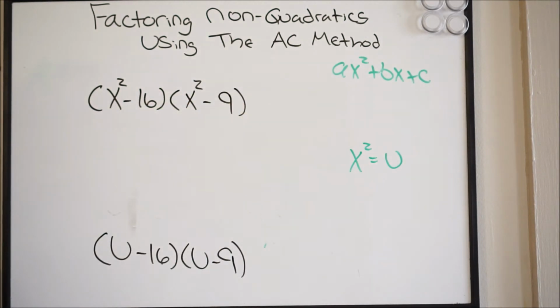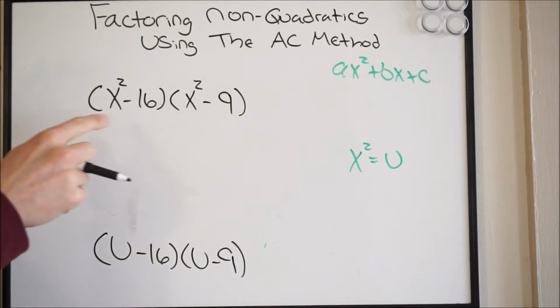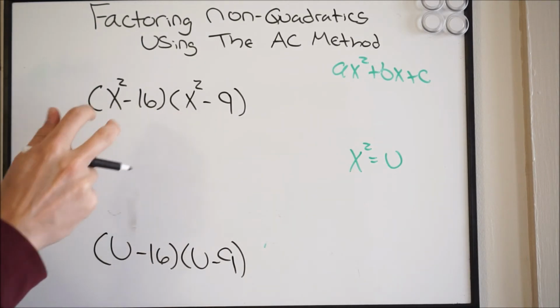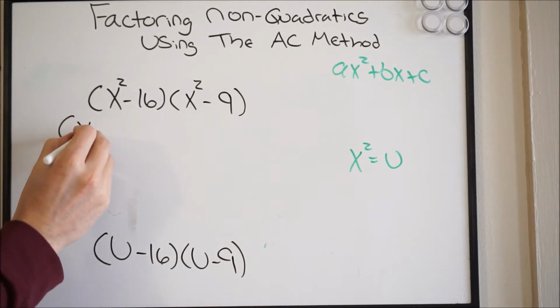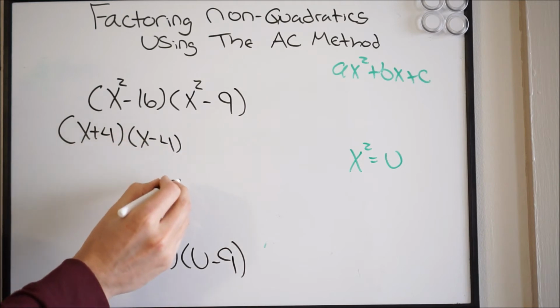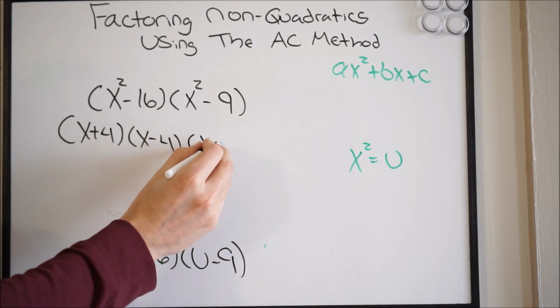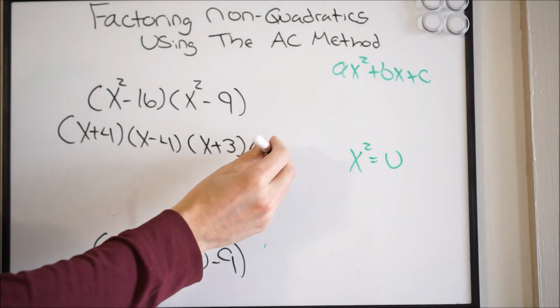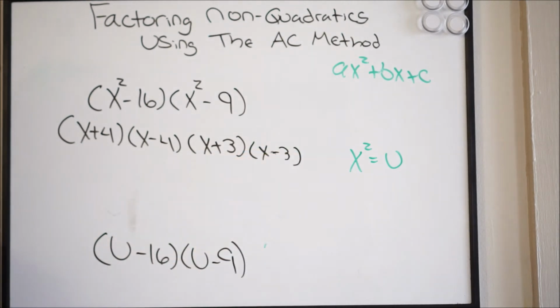Okay? Well, at this point, we can go ahead and factor this a little bit further. We know this is a difference of two squares, so I can rewrite this as x plus 4, x minus 4. Okay, and then I could have x plus 3 and x minus 3. And this is completely done. So you can see how we were able to factor a non-quadratic using the AC method. And this is your final answer right here.